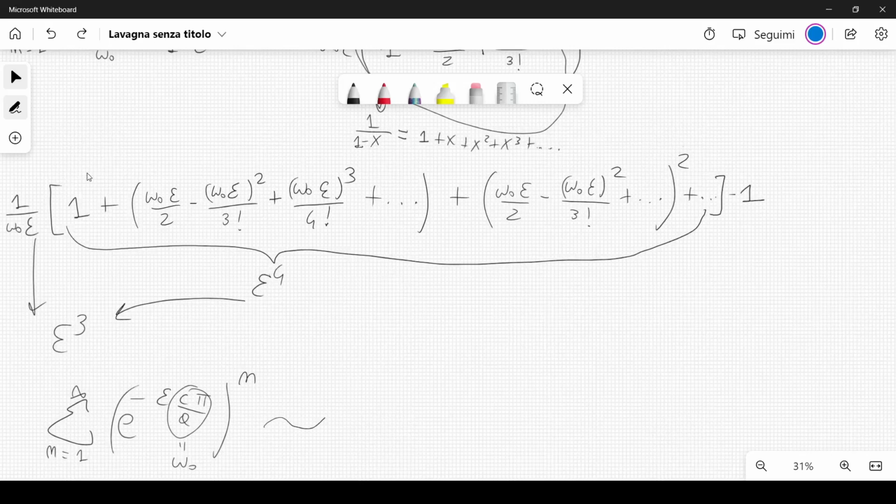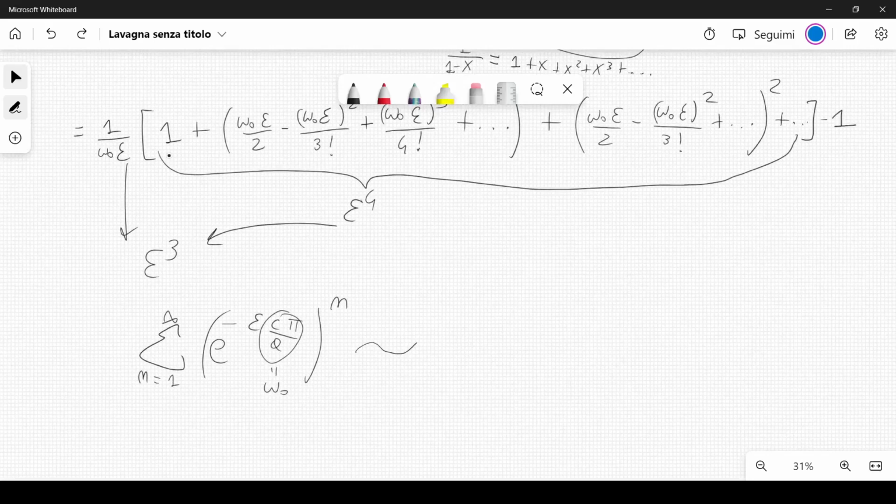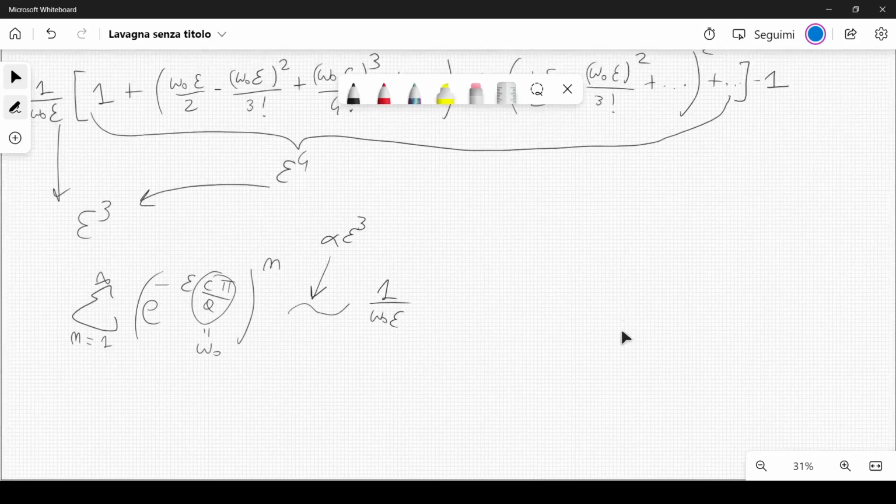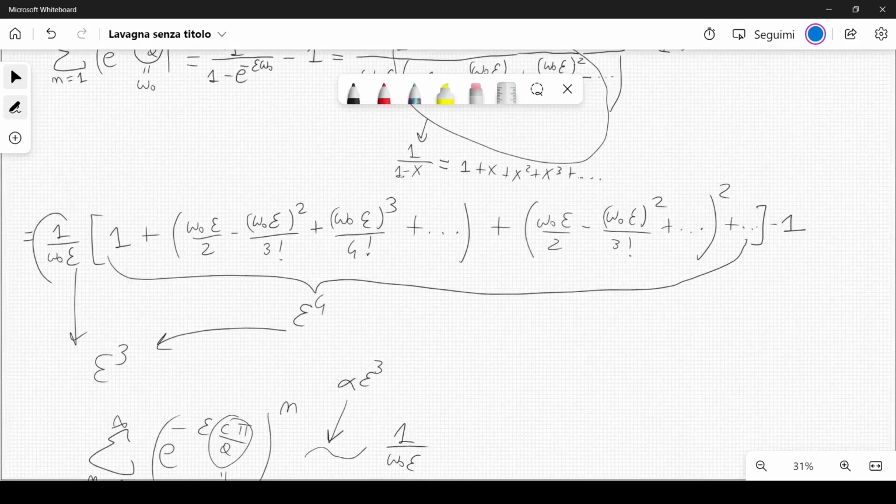So try to follow me. It's not too complicated. When you divide by epsilon, you get something proportional to epsilon cubed. Now I'm using this symbol just to consider the part which is proportional to epsilon cubed, so allow me to use it. It's not an equal sign because we also have other terms, but we are only interested at the moment in the part proportional to epsilon cubed. So we have 1 over omega 0 epsilon, which is, of course, this first term.